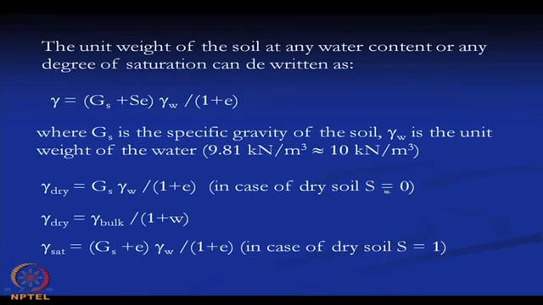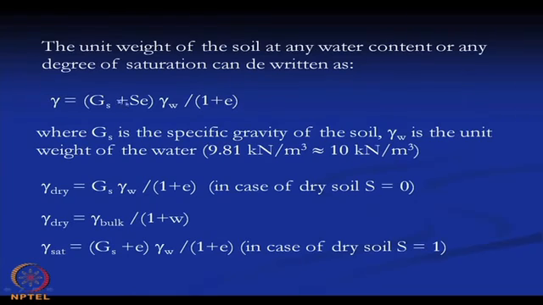Now, if the soil is completely dry, that means S is equal to 0, that means saturation is 0, then the equation of gamma dry will be Gs into gamma W, 1 by 1 plus E. That is because here S is equal to 0. So, this equation becomes this one for the gamma dry. And then we can write that gamma dry is equal to gamma bulk divided by 1 plus W, where W is the water content of the soil. Bulk unit weight means the unit weight at any condition with any water content. So, that is gamma bulk.